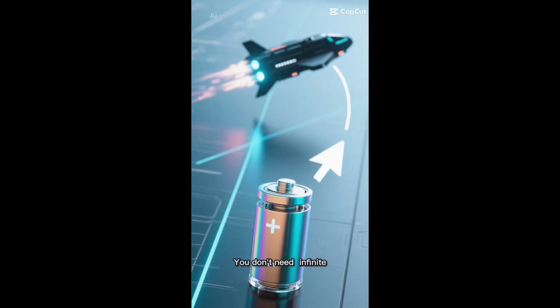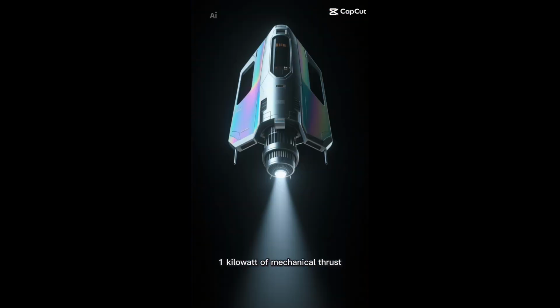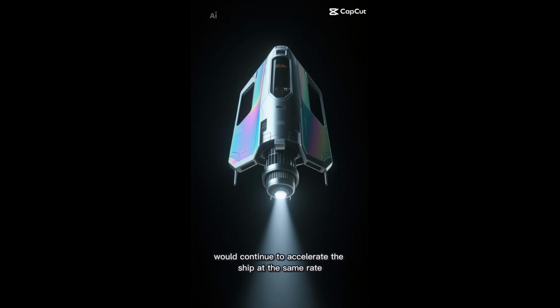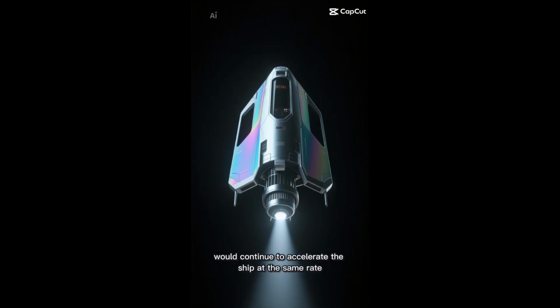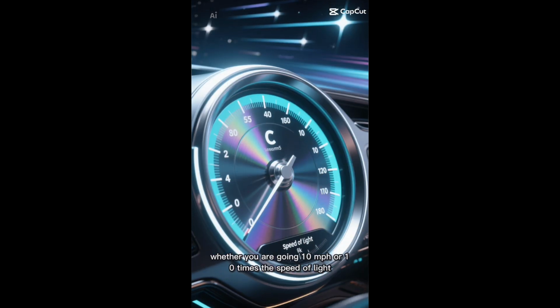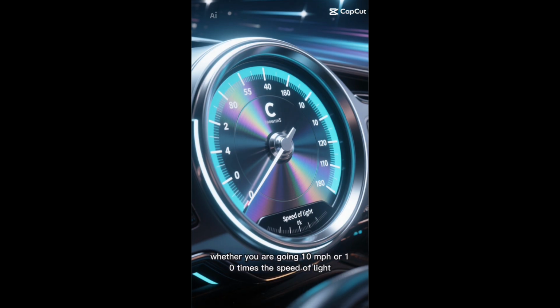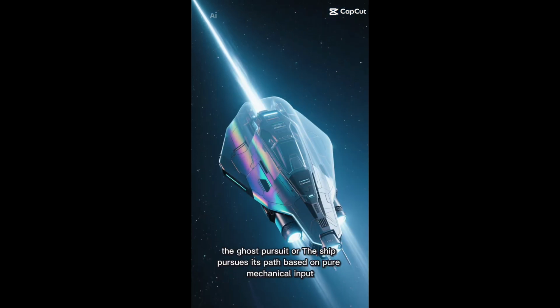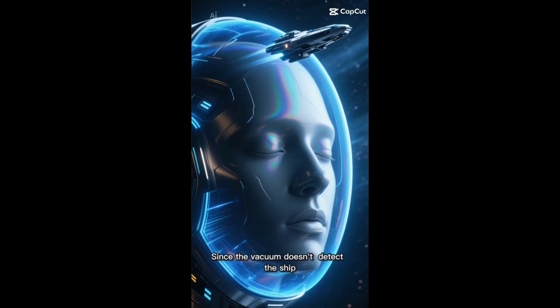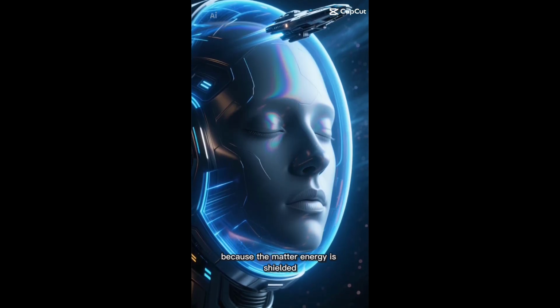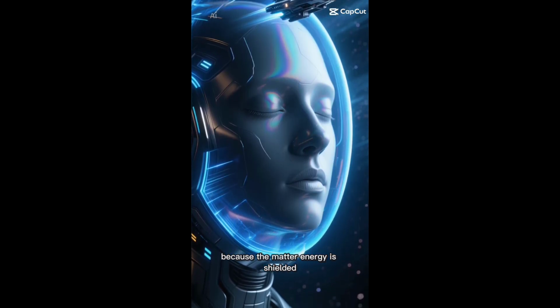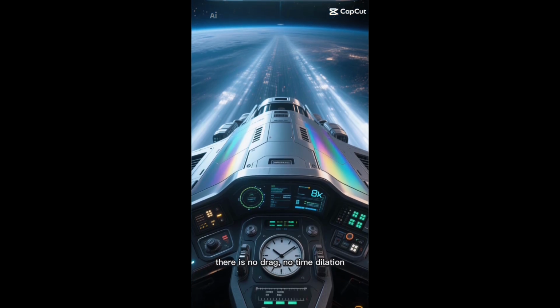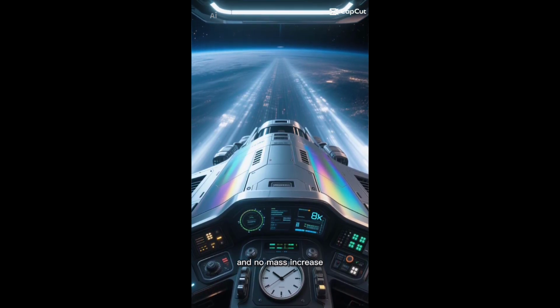You don't need infinite energy to go faster. 1 kilowatt of mechanical thrust would continue to accelerate the ship at the same rate, whether you are going 10 meters per second or 10 times the speed of light. The ghost pursuit, or the ship pursues its path based on pure mechanical input. Since the vacuum doesn't detect the ship, because the matter energy is shielded, there is no drag, no time dilation, and no mass increase.